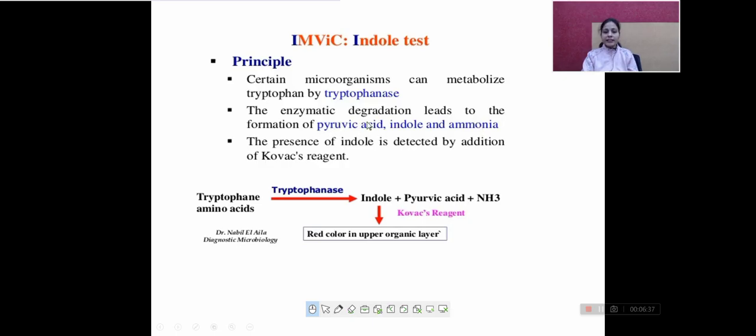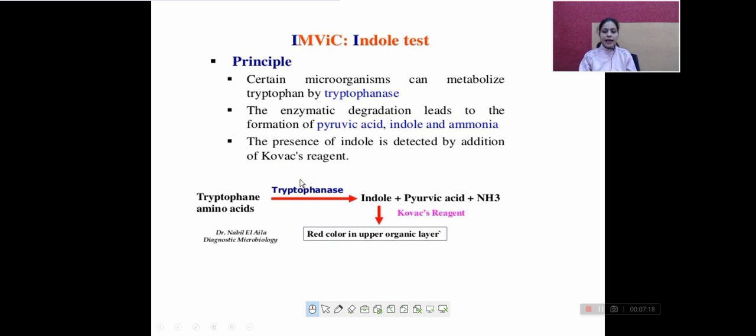The presence of indole is detected by addition of Kovac reagent. What is detected by addition of Kovac reagent? The presence of indole. Tryptophan amino acids are broken down into indole plus pyruvic acid plus ammonia. And the enzyme which degrades this tryptophan is tryptophanase. This enzyme breaks the tryptophan amino acids.